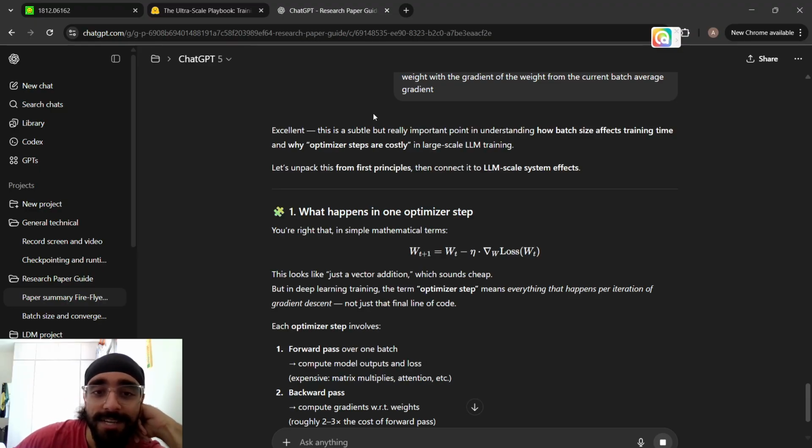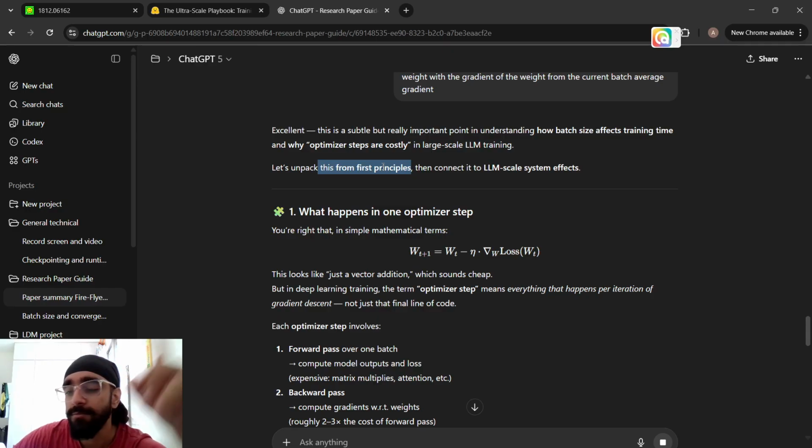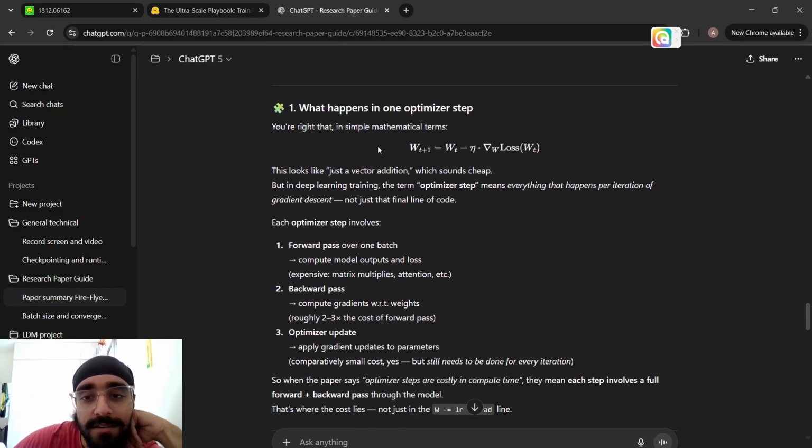Excellent. Very, very encouraging. But is this supplementary? Let's unpack this from first principles. First principles thinking is very, very important. Elon Musk has said this.